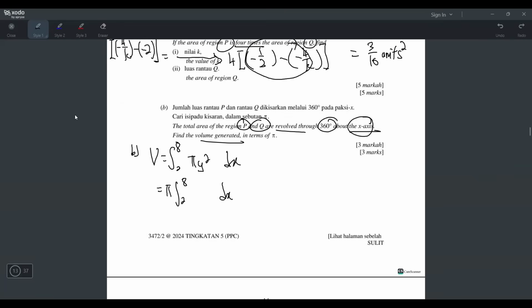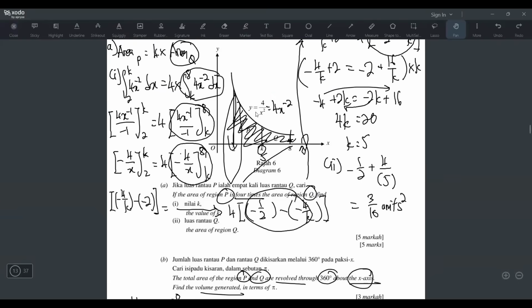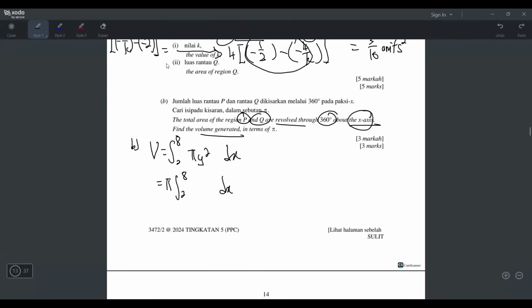So we need to go to the equation and try to find y square. Okay, my y is 4x power negative 2, right? So what is my y square? It will be 4x power negative 2, power 2 again. Don't integrate first. So this symbol you still have to write. Try to do the power 2.